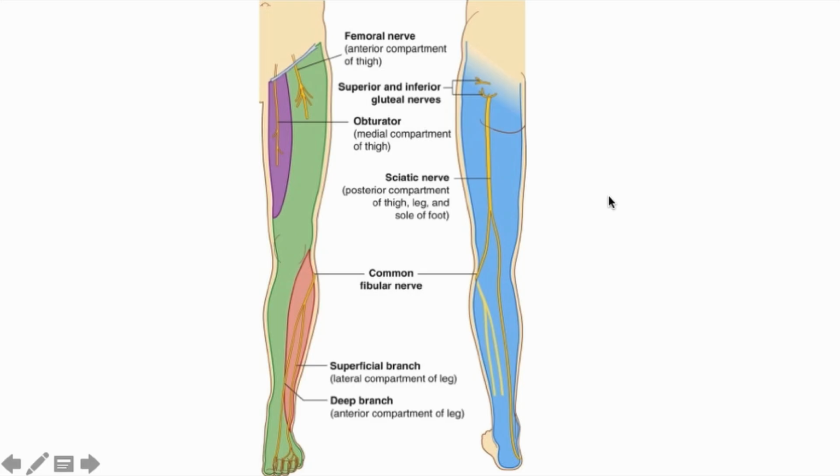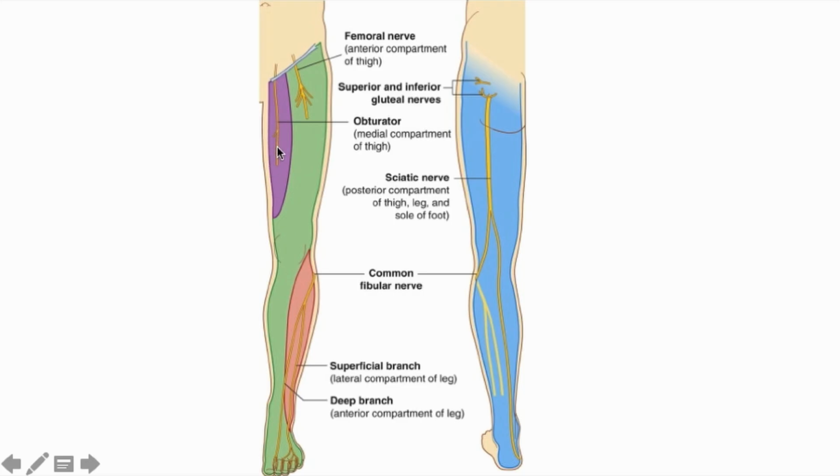Okay, so large muscles in the gluteal region are innervated by the superior and inferior gluteal nerves. So superior and inferior gluteal nerves are here. Most muscles in the anterior compartment of the thigh are innervated by the femoral nerve. Okay, so most of them, the muscles in the green area, are innervated by the femoral nerve, except for the tensor fasciae latae, which is innervated by the superior gluteal nerve.